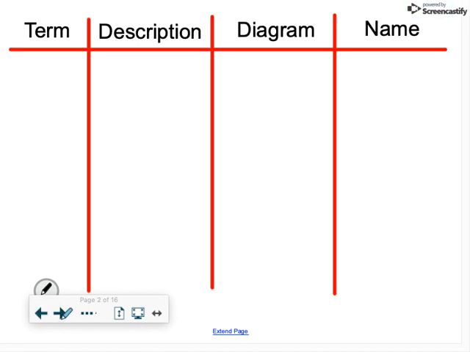So to start today's lesson, I'd like you guys to make this chart on your piece of paper. You're going to break it into 4 sections. That first section is going to be the term. We're going to learn some new vocab terms today. So starting off with the term, the description of that, or maybe a definition of that, the actual diagram that we see, and then the name.